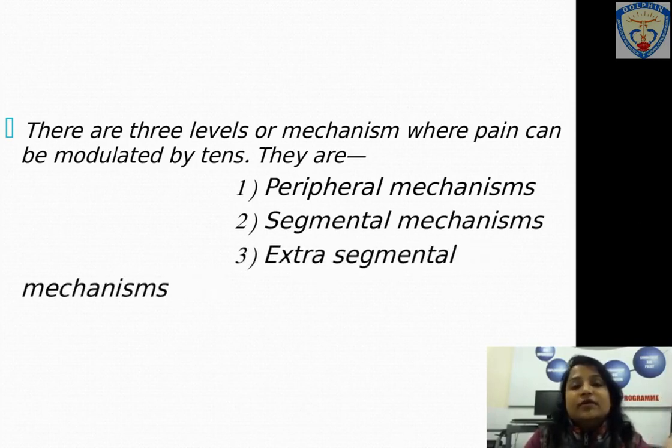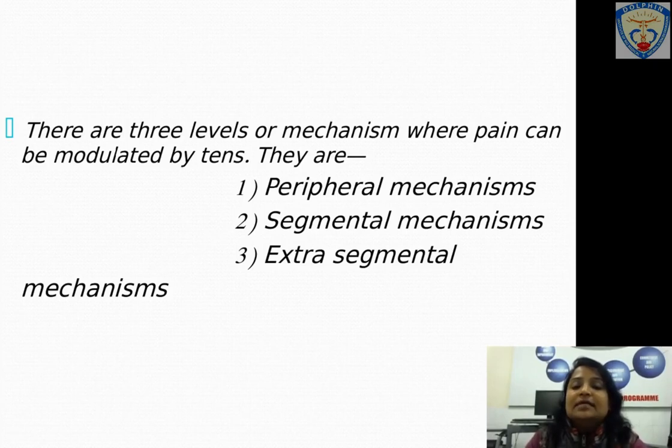It is very clear from its name that peripheral mechanism means we are controlling the pain at the periphery. Periphery means outer parts. So we have seen in the diagram earlier that if we are controlling pain before the spinal cord, then we call it the peripheral mechanism.